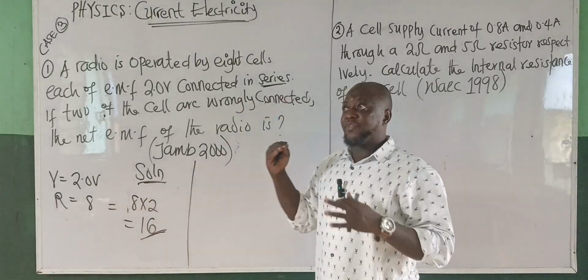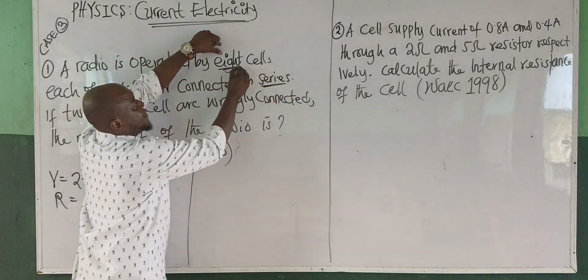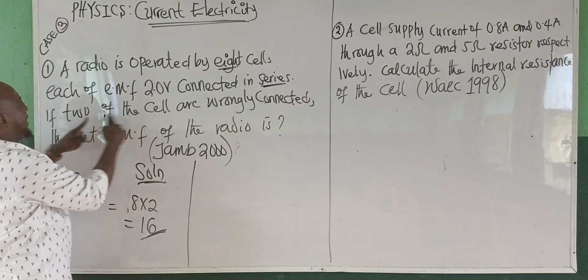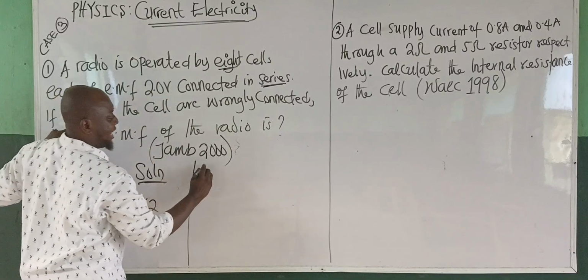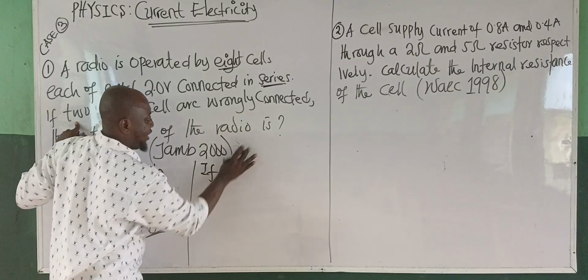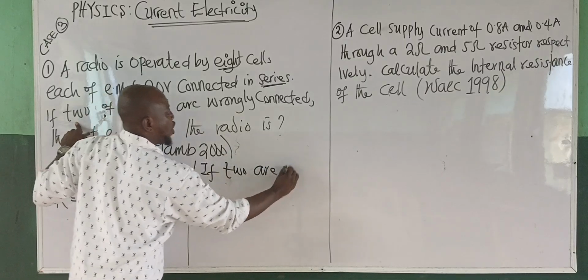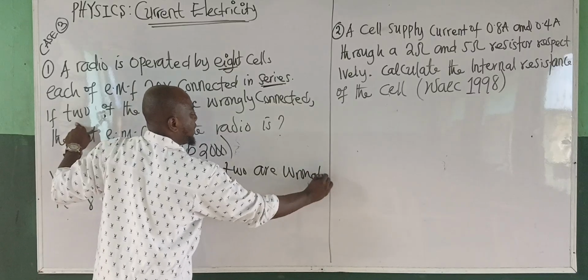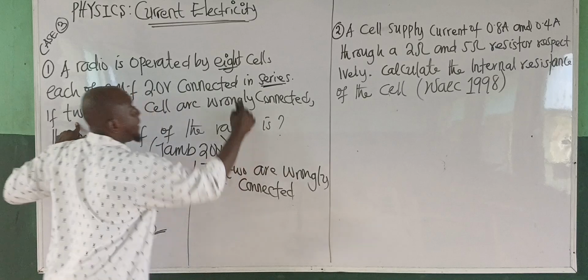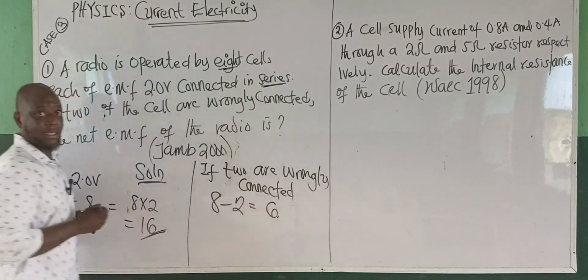If 2 of the cells are wrongly connected, that means this will no longer be 8 anymore. That becomes 8 minus 2. These 2, we are going to remove. So if 2 are wrongly connected, that becomes 8 minus 2, so this will give us 6.